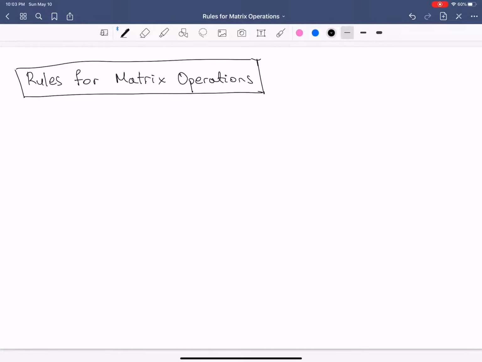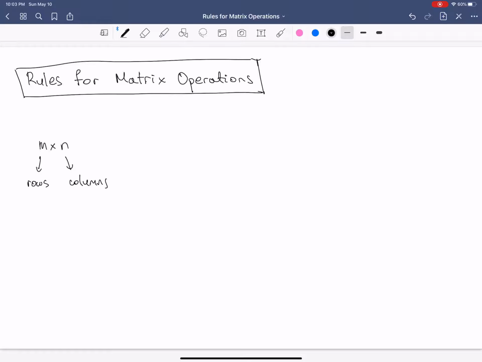In this video, we'll talk about matrix operations, which are addition and multiplication. Before we start, let me introduce a general m by n matrix. So in general, when we say an m by n matrix, we mean that the matrix has m rows and n columns.